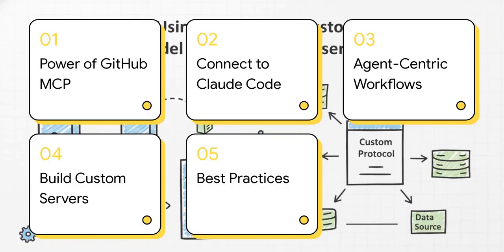Here's the roadmap for today. We'll start with the sheer power of GitHub MCP, then connect it to Claude Code and talk about designing agent-centric workflows. After that, we'll get our hands dirty building custom MCP servers, and finally wrap it all up with some absolute must-know implementation best practices.